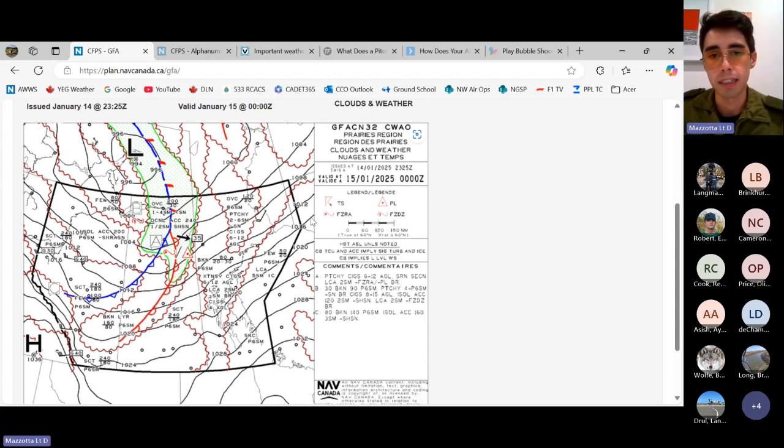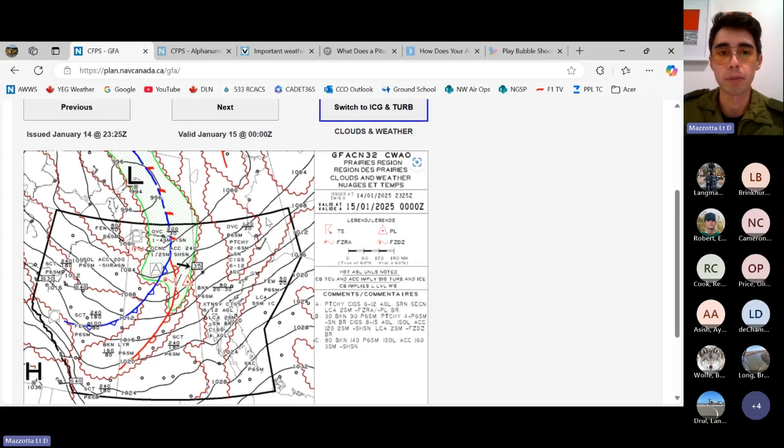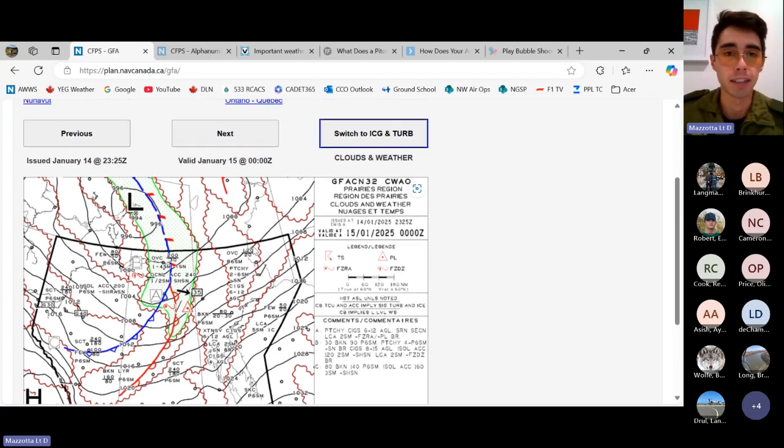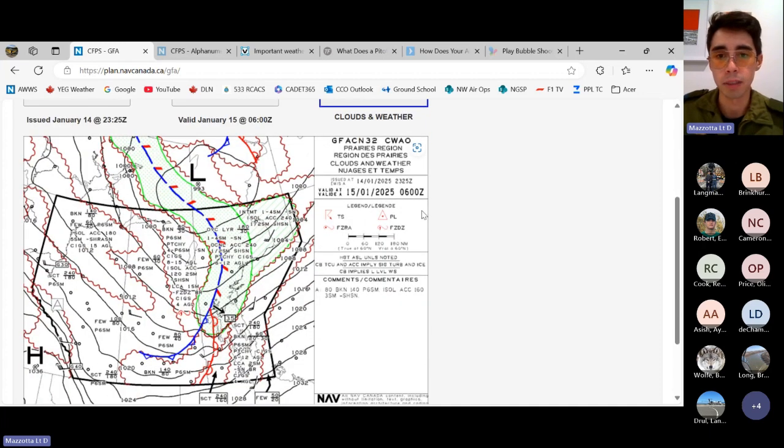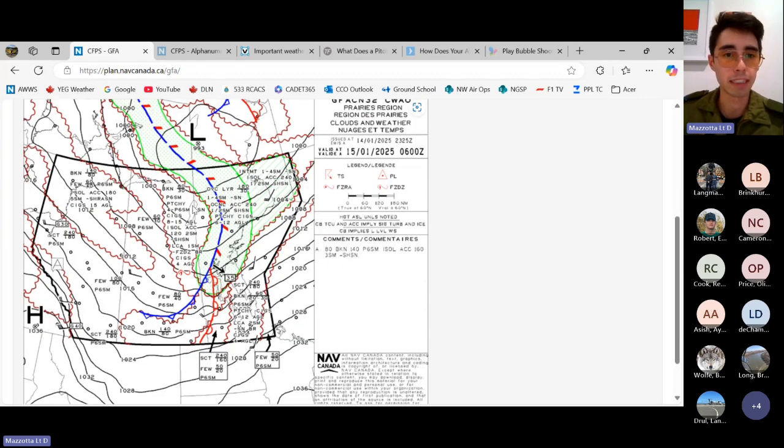So this is for 5 p.m. Now, if we wanted to go look at what the 11 o'clock GFA is going to be, we would hit the next button, and then it's going to take us to the next validity period, which is issued at the same time, but it's going to be valid at 11 p.m. tonight. So you can see that the front has moved to the east.